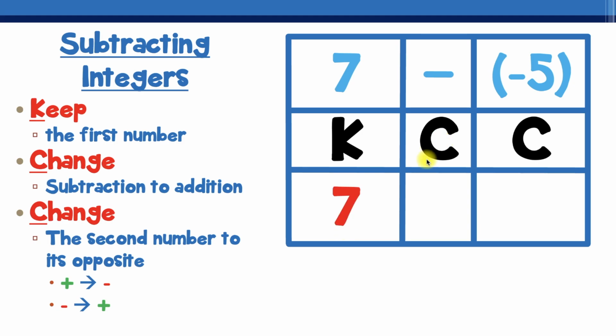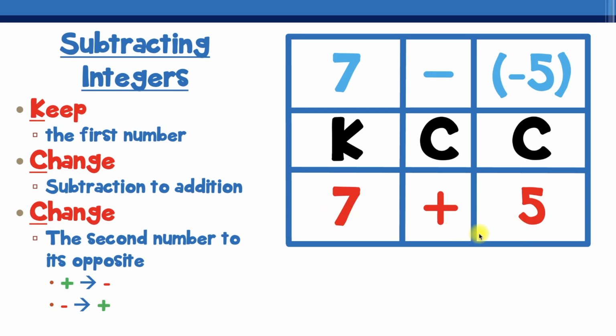This C stands for change, but we're changing subtraction into addition. And this C stands for change too, but here we're changing the sign of the number to its opposite. So we're changing negative 5 into positive 5.